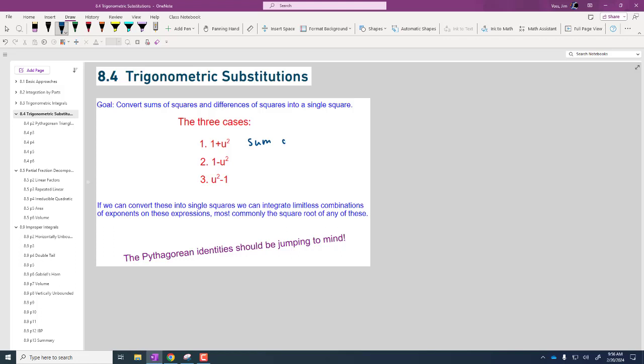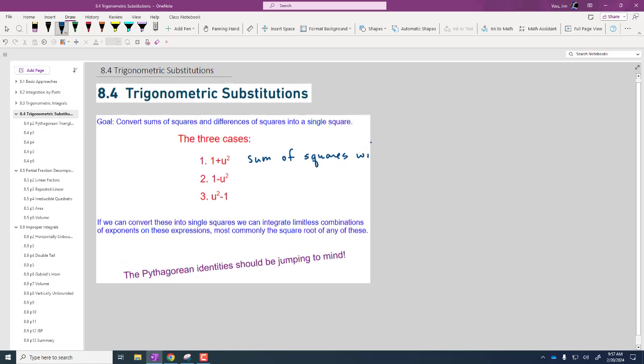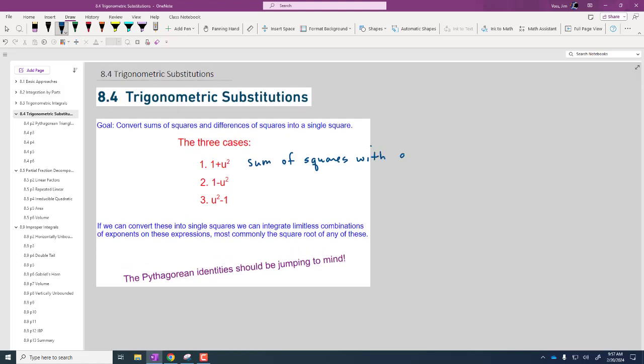And the other two cases are going to be difference of squares. And I'm going to refer to this as a difference of squares with a leading 1, and this a difference of squares with a trailing 1. So that's how we're going to refer to these. So difference of squares with a leading 1, and this is going to be difference of squares with a trailing 1.